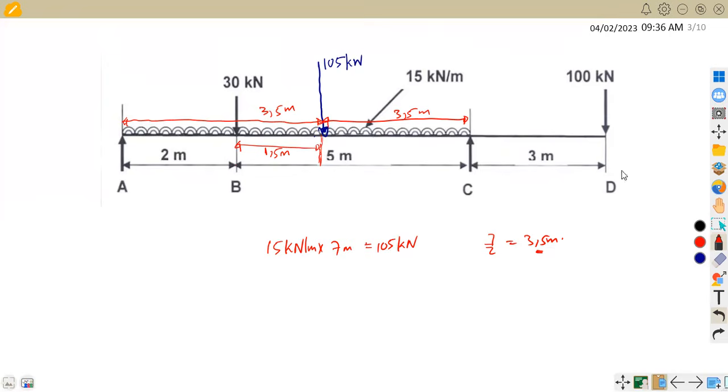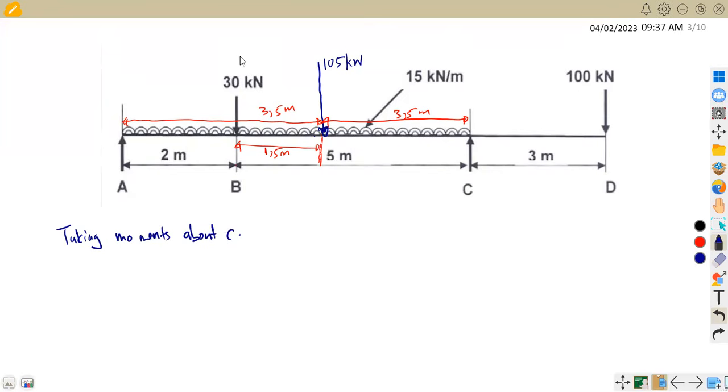Let's quickly have our calculations. We just want to have our calculations in this case. Let's start by taking moments about C. I'm going to relate to C in this case. So taking moments about C, at point C, this is our C here.